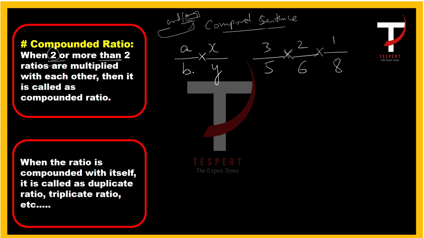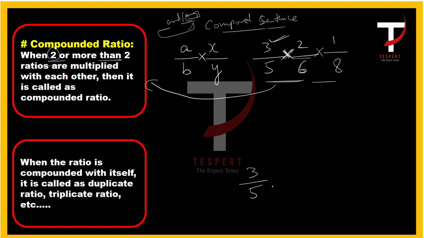So those are known as compound sentences. So here too, compound ratio means if two or more different ratios are multiplied, then it is known as a compounded ratio. What if the two ratios are the same? See here, in the first case we are multiplying 3 by 5 and 2 by 6. These two are different ratios.